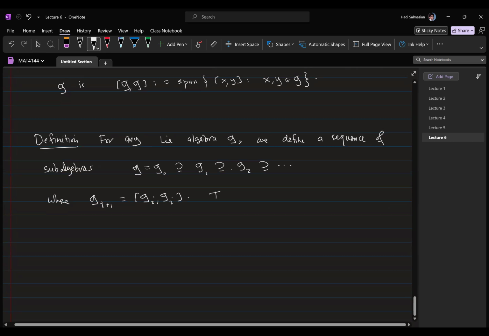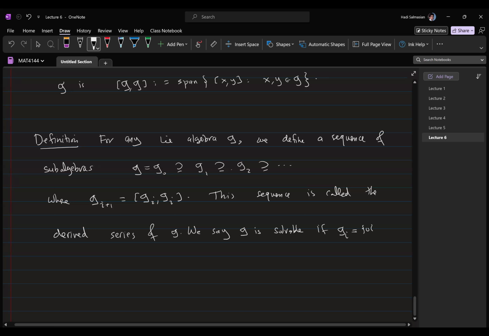And now this sequence is called the derived series of G, and we say G is solvable if Gi is 0 for some i.